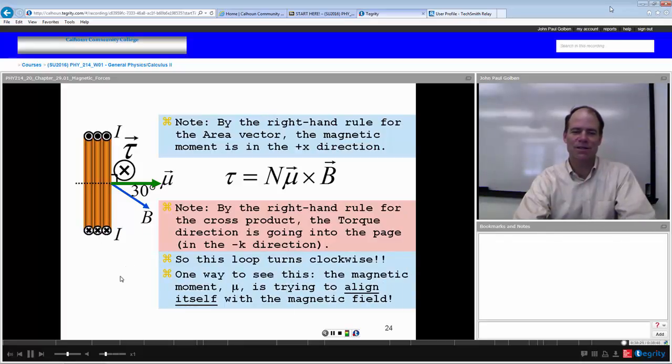That concludes the 3 vector equations that you need to know for a charge moving in a magnetic field, a current-carrying wire in a magnetic field, or the torque on a loop of current in a magnetic field.